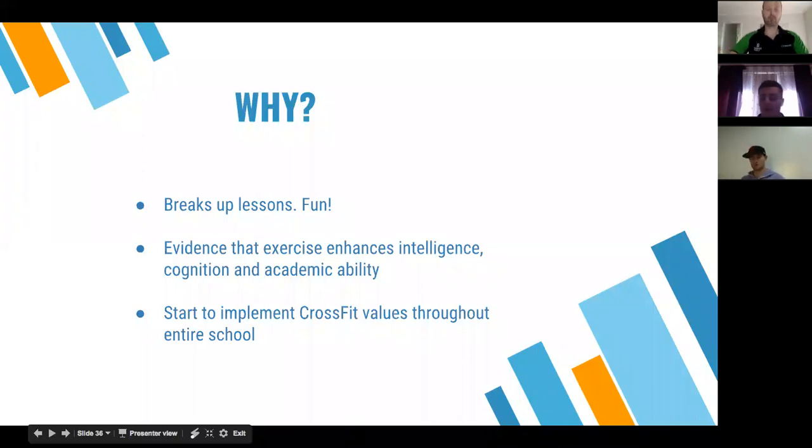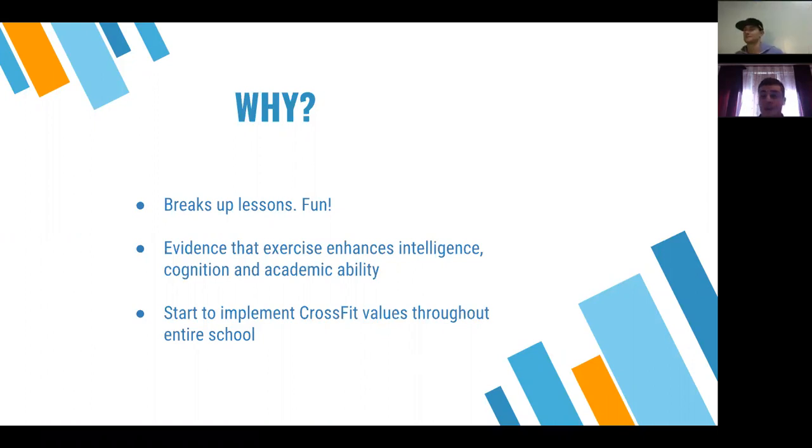Let me get my breath back. Hopefully you enjoyed that little break from our voices and you didn't just sit in your seat. With most of you being PE teachers, I'm sure you're all super keen to get moving. Either way, the benefits for students are obvious. It's really great to break up static lessons, allowing the students to move and get the blood flowing, and it's actually proven to improve cognition in your lessons and overall academic ability. Most importantly, it's a really fun way to introduce the values of CrossFit into your whole school. I would highly encourage you to give it a try.